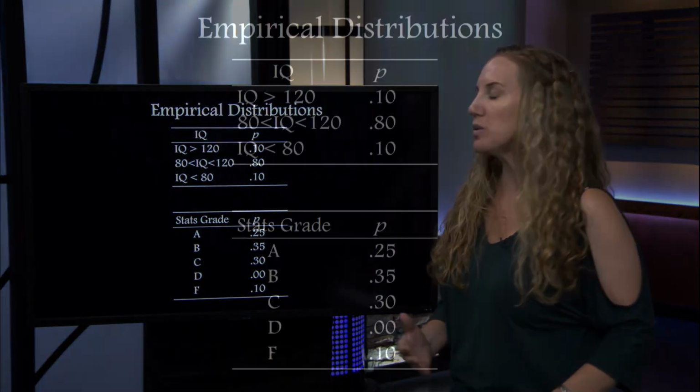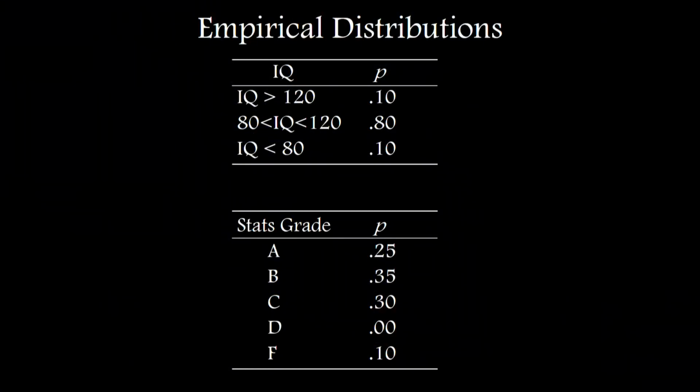So we know from experience that only about 10% of the population has an IQ greater than 120, and we know from experience that only 10% of the population has an IQ less than 80, where most of them fall in between 80 and 120. In fact, 80% of the population falls between 80 and 120. So this is telling me the proportion of people who have these IQs, but it's also telling me my probability.